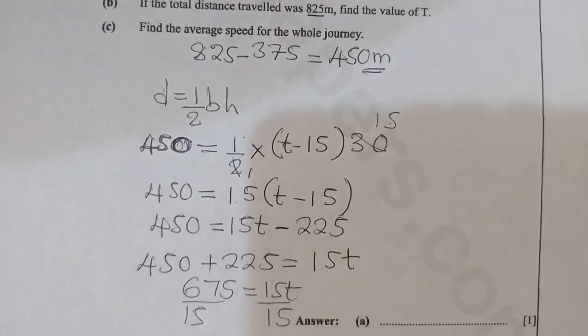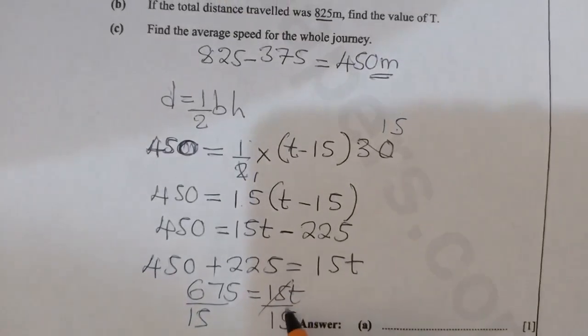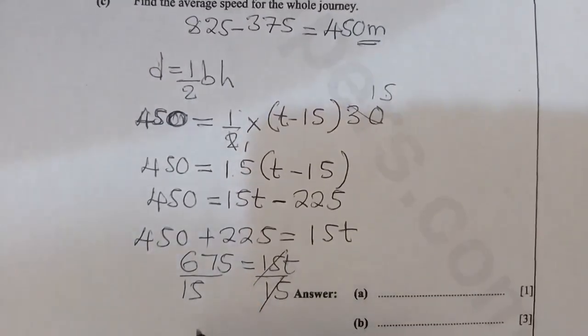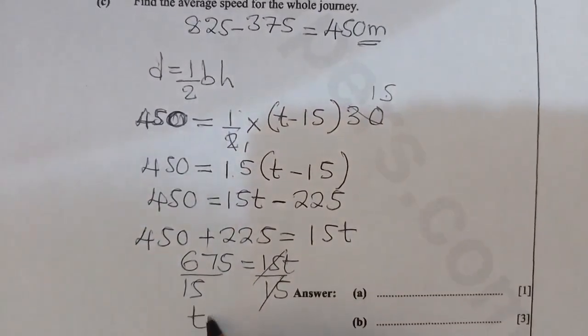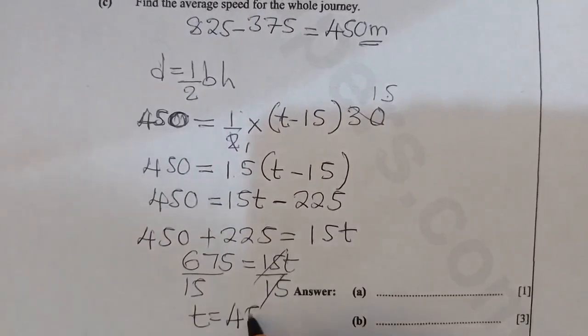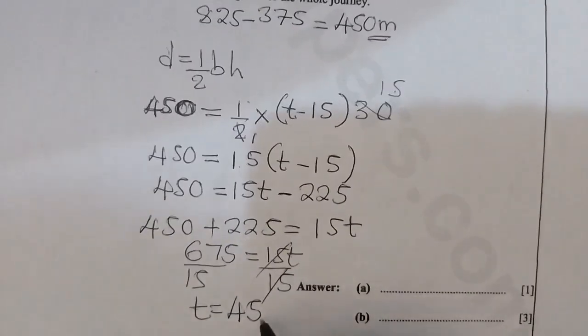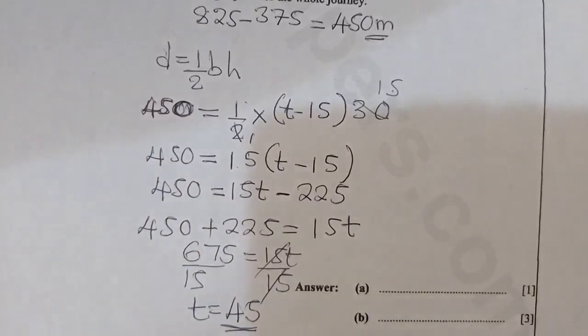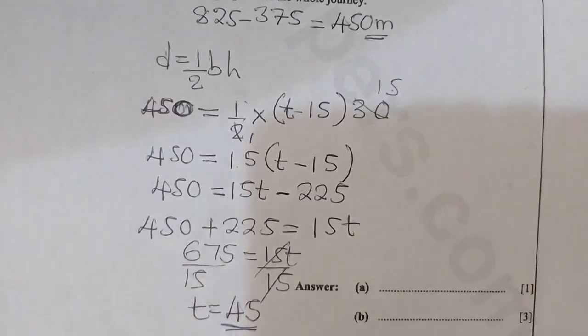What answer am I getting there? This one and that one cancel. So t now is equal to what? The value of t is equal to 45. So the value of t is 45. This is how you need to calculate.